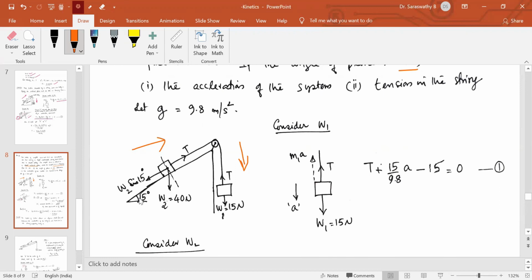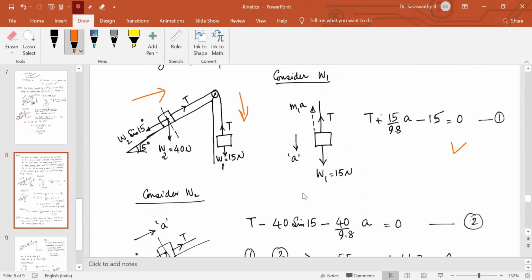Let us assume the hanging mass comes down. As it moves down, I apply inertia force, mass into acceleration, opposite to that. So T plus M1A, where M1 is 50 by 9.8, minus W1 is equal to 0. Very simple.